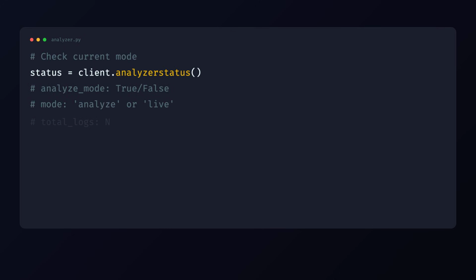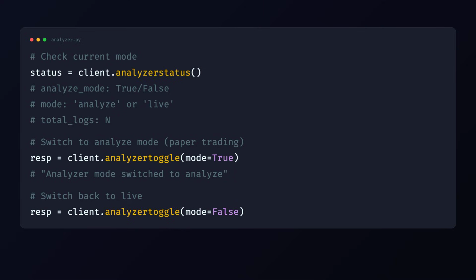The analyzer functions let you switch between live trading and simulation mode. Call client.analyzer status with no parameters to check the current mode. It returns whether analyze mode is on or off, the current mode string, and the total number of logged operations. To switch modes, call client.analyzer toggle with mode equals true for analyze mode or false for live mode. In analyze mode, all orders are simulated and logged but never sent to the broker. Use this for paper trading, strategy testing, or debugging without risking real capital.